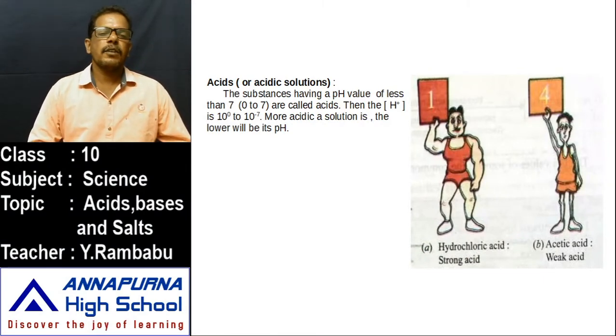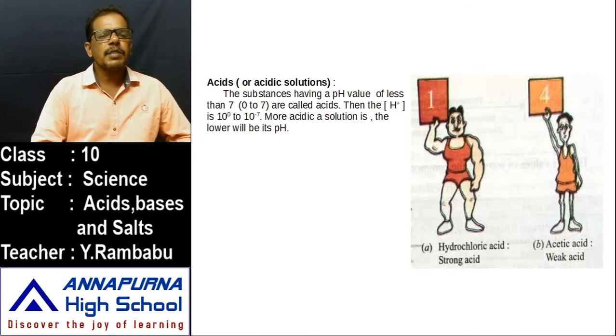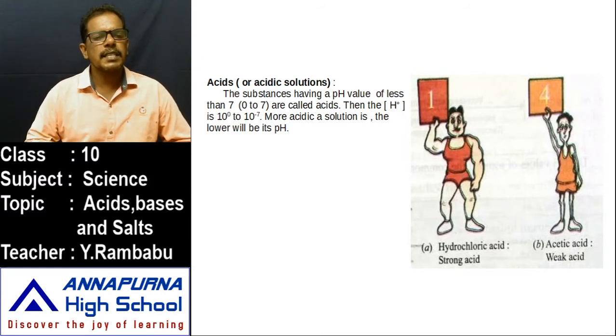If the pH value, that means if the hydrogen ions concentration is 10 to the power of 0 to 10 to the power of minus 7, means its pH value is 0 to 7, that are called acids. What are acids? The substances having a pH value of less than 7, means 0 to 7. pH value is 0 to 7, what does it mean?